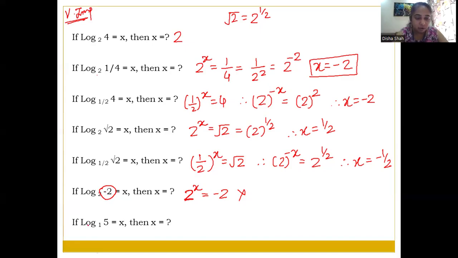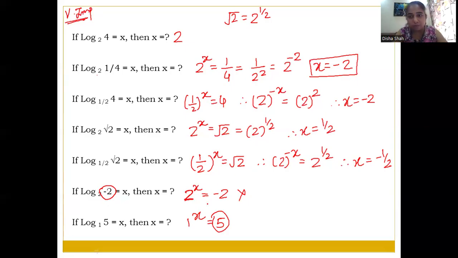Next one. Log of 5 to the base 1 is equal to x. So what is the value of x? So this we will write in the form of exponent. So 1 raised to x is equal to 5. Now which power of 1 gives you 5? Now the thing is that on 1 you put any power, positive or negative, any power, the answer will always be 1. So 5 cannot be made, in fact no other number can be made either. The answer is always, always 1.